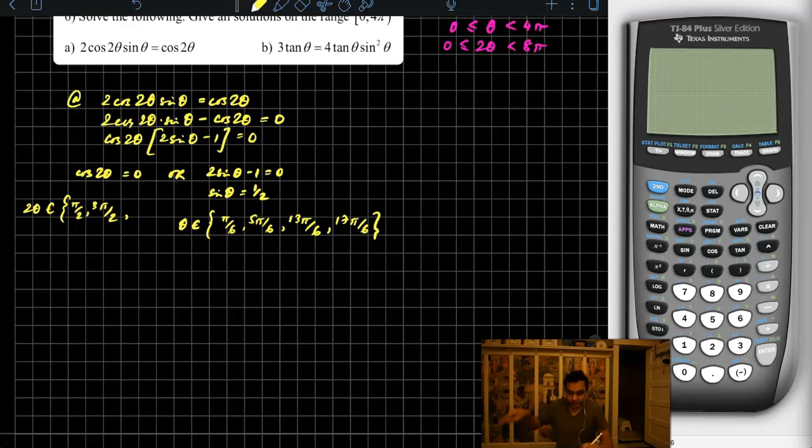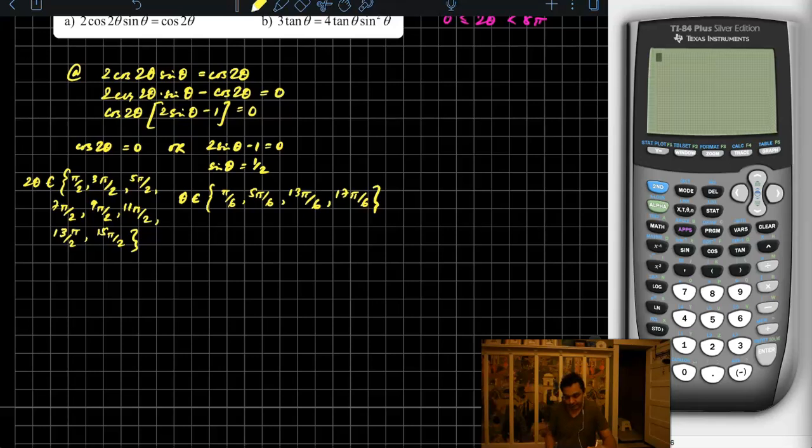So pi over 2, 3 pi over 2, 5 pi over 2, 7 pi over 2, 9 pi over 2, 11 pi over 2, where it's every odd multiple, 13 pi over 2, 15 pi over 2, and I can't go further because 16 pi over 2 is 8 pi. So those are the values for 2 theta.